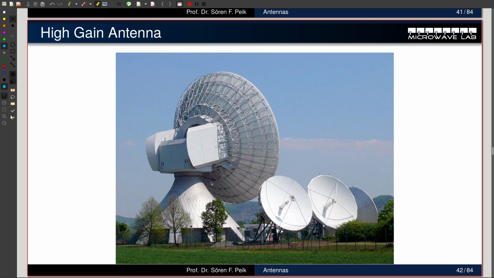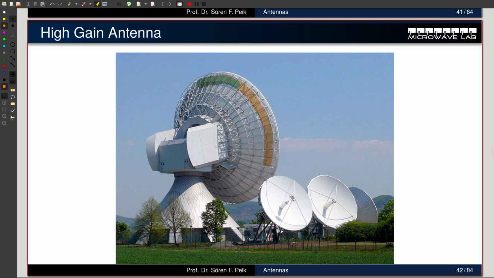High gain antennas need big areas. That's a rule of thumb, and we are not going into the detailed theory of antennas, but later on we have an equation that explains that. When you have a high gain antenna, you have to build a big antenna. The bigger the antenna, the more gain you get. That's a typical example here of a high gain antenna. I think it's the one in Usingen in Bavaria.